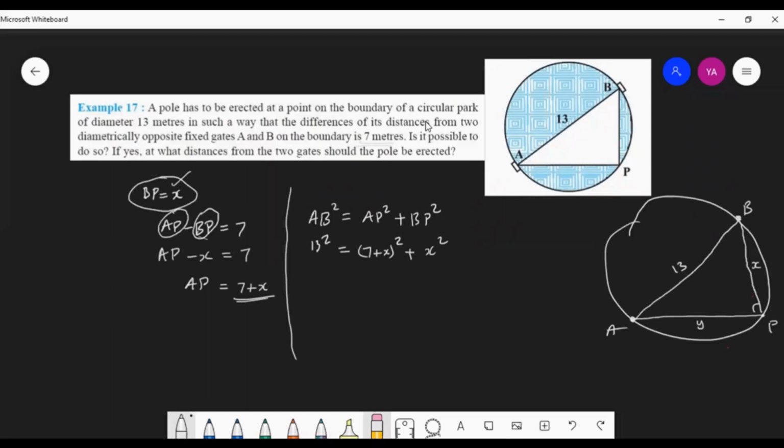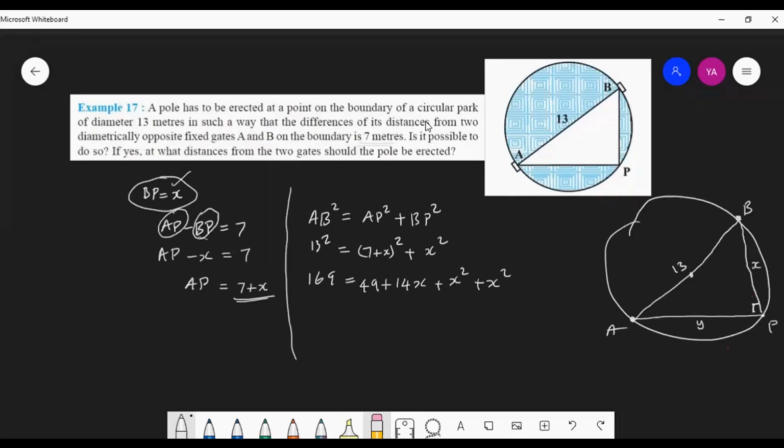13 square is 169, right? And expand (7 plus X) all square. What will you get? 7 square is 49, 2 into 7 into X. Why is this 90 degrees? Can anyone say the reason? Yes, the angle in a semicircle will always be 90 degrees, right? Okay. So 2 into 7 into X is 14X, plus X square, and again X square.